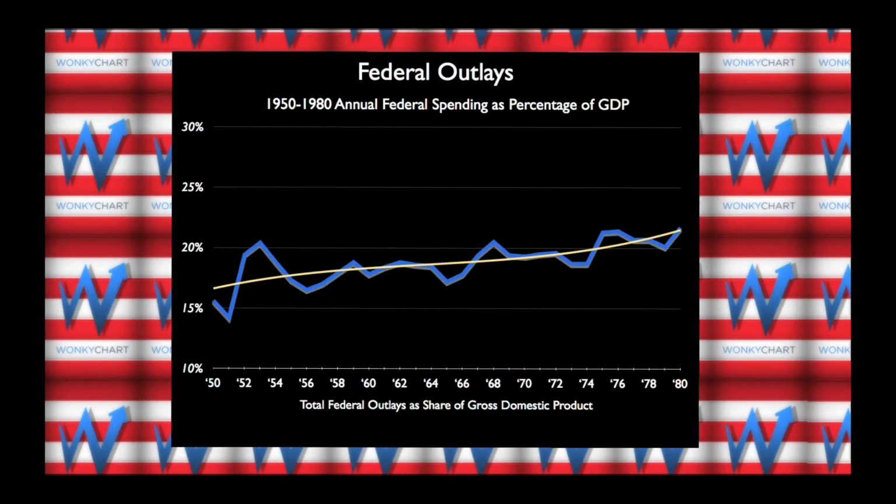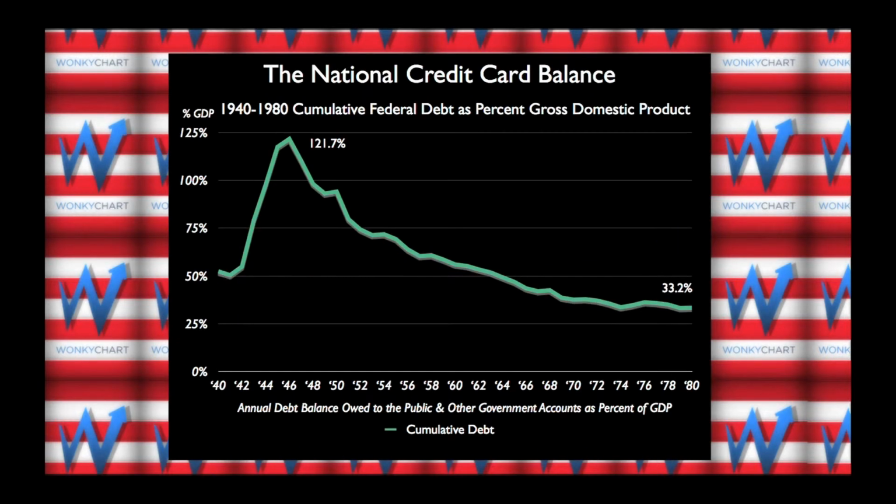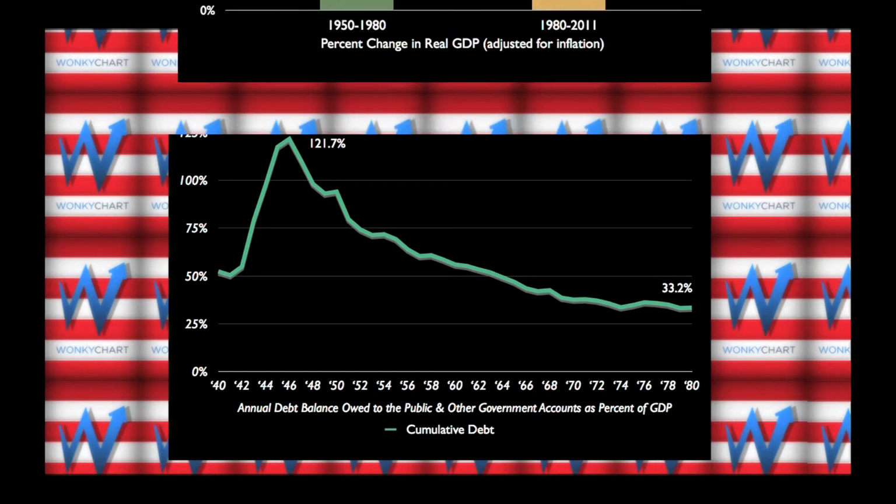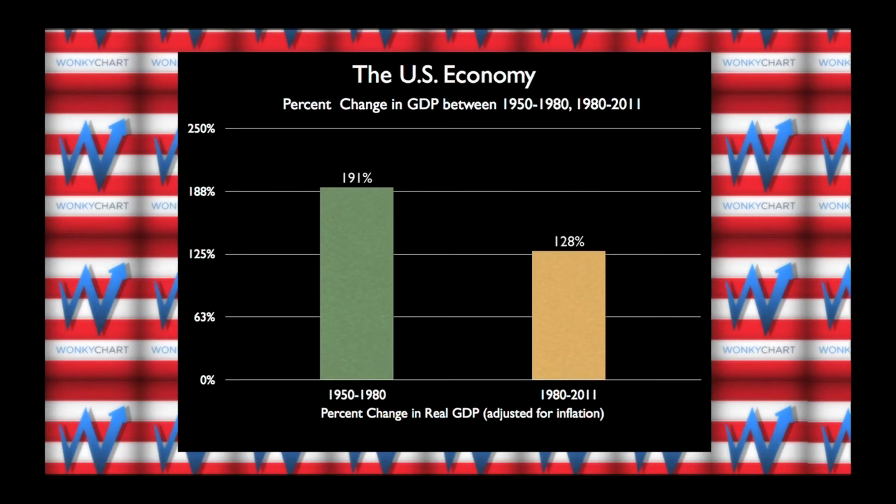If we add a trend line to smooth out the ups and downs, it becomes even more apparent. Despite upping spending, the federal government managed to cut the deficit as a percentage of the economy from 121.7% to a post-war low in 1980. One reason, of course, was that the economy was 191% larger in 1980. We could afford to spend more on the public sector without debt payments gobbling up most of the government's budget, because the economy, and consequently revenues, were much larger.